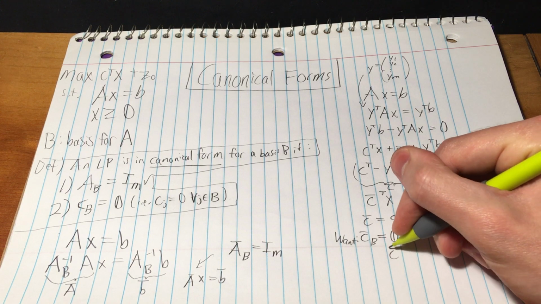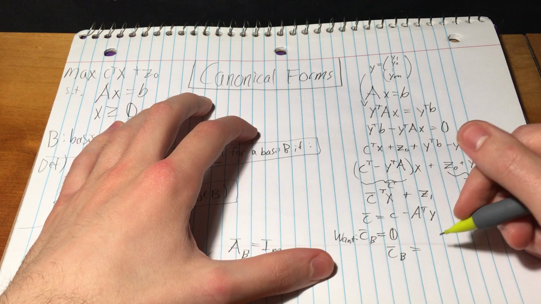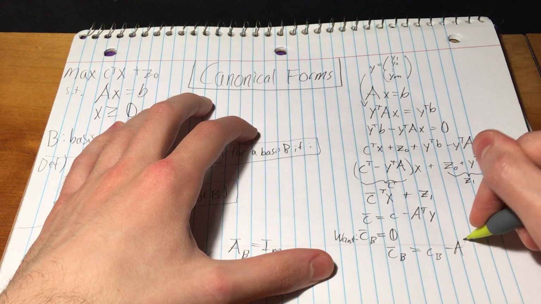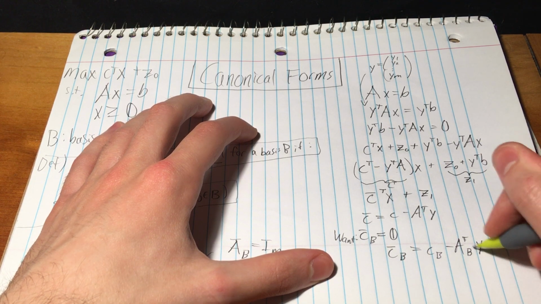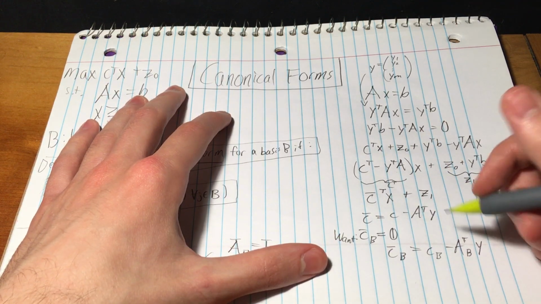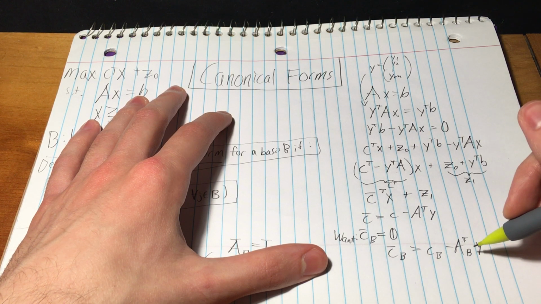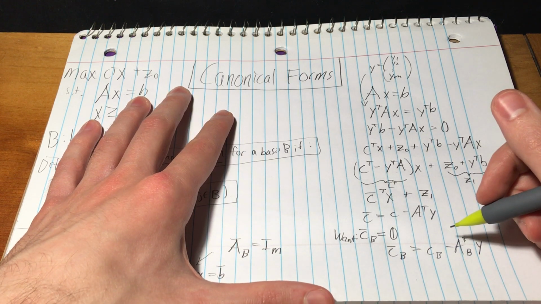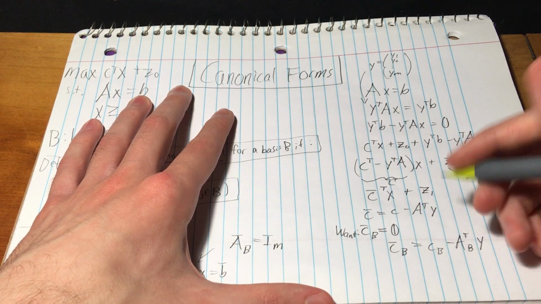But C bar sub B equals C sub B minus A transpose sub B times Y. And it's not Y sub B, it's just the full vector Y here. If you do the multiplication, you'll see that this is the correct indexing of everything. So this is the submatrix of A transpose indexed by B. Right, anyways, we want this to be 0.